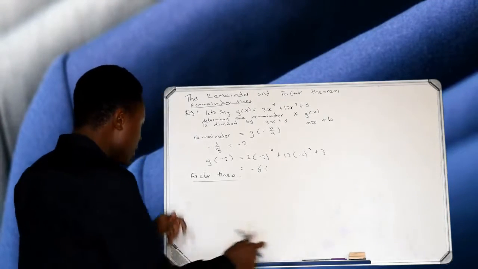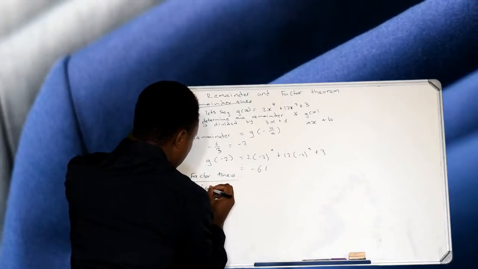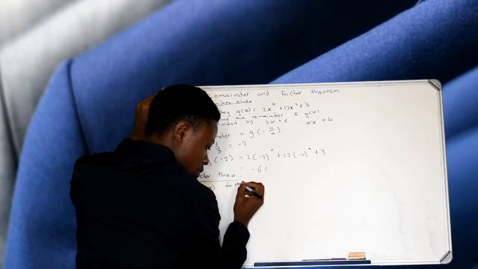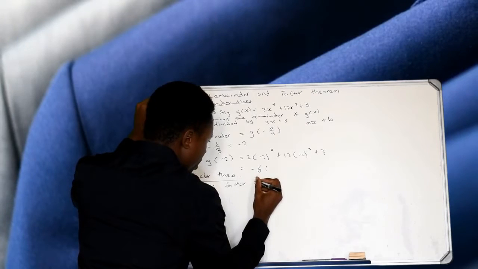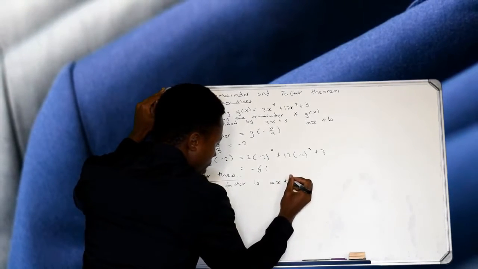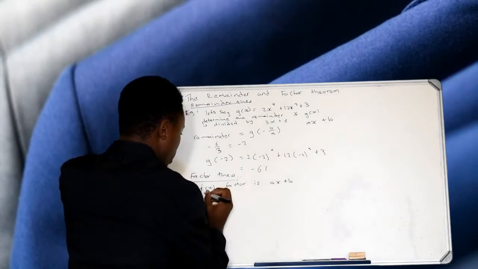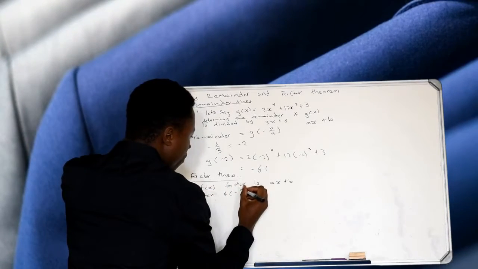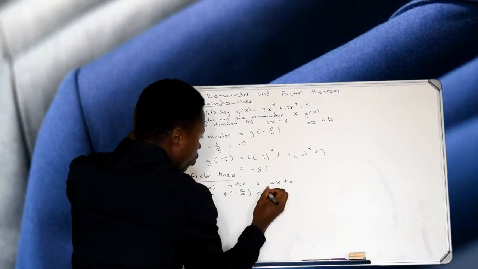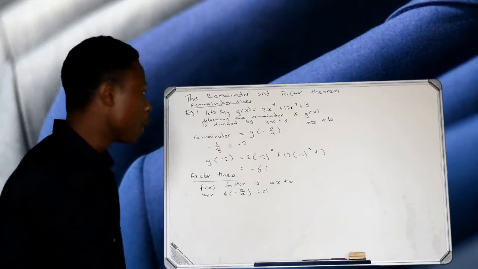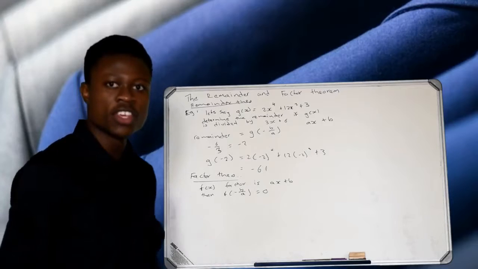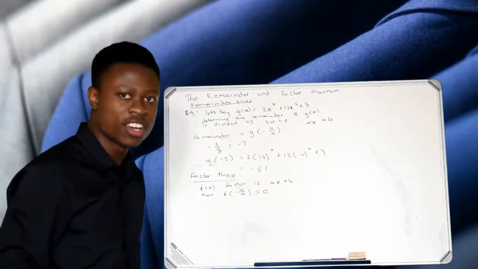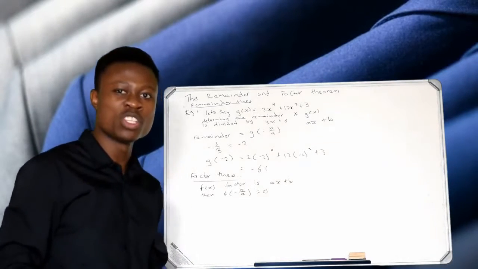Basically, what I'm saying is if f of x has a factor ax plus b, then f of negative b over a is equal to 0. So basically, that's what the factor theorem is saying. That's basically the essence of the factor theorem. Essence, you should write that word down, use it in your essay.